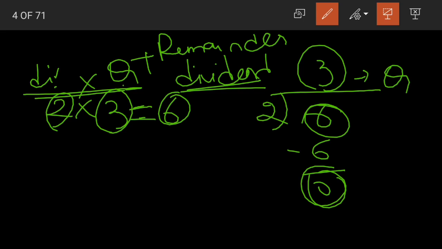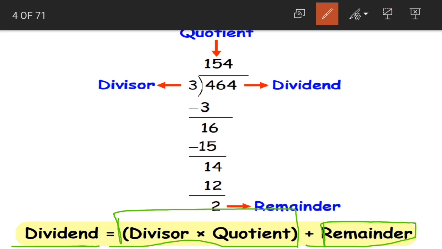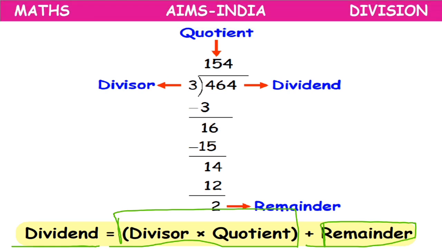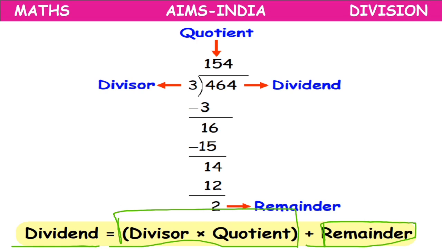When you get confused whether the dividend is written this side or this side, write a simple division like this and see for yourself. Dividend is equal to divisor into quotient plus remainder. That is the rule for verification. Suppose you have done a division and you want to check whether it is correct or not. This equation, dividend is equal to divisor into quotient plus remainder, will help us to check our answer.